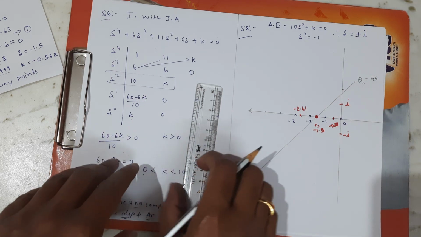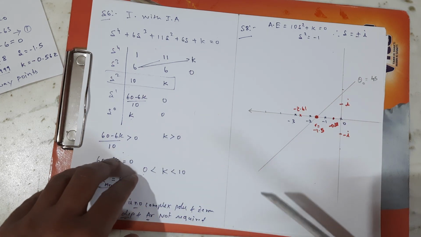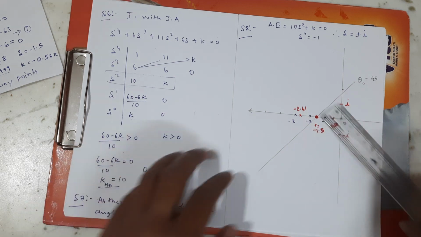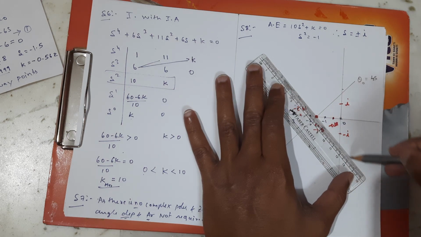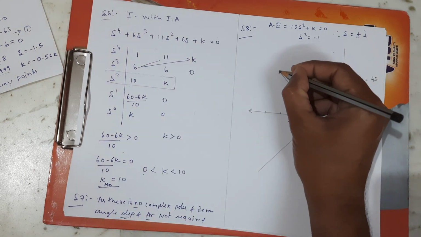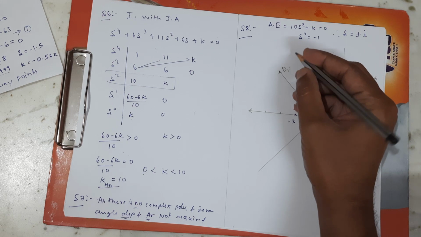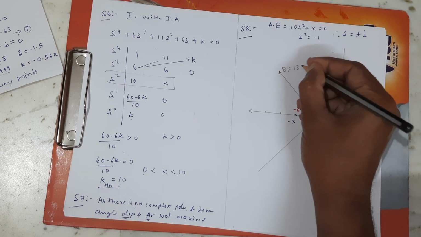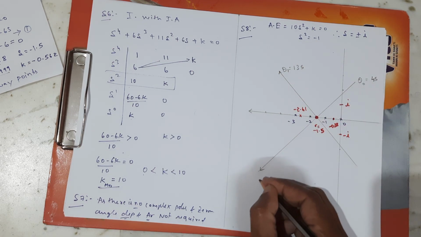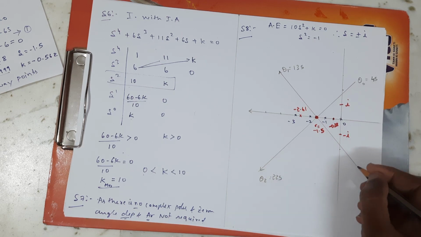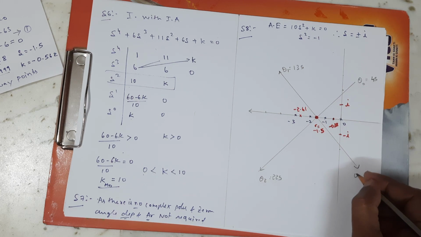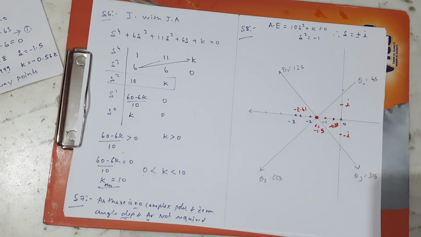Next, theta 1. How much is the theta 1? So theta 1 is equal to 135 degree. I'm going to draw the approximate root locus. So theta 1 is equal to how much? 135 degree. So this will be the theta 2, that is 225. That is a theta 3, that is 315. So this is how I'm going to draw the asymptotes.